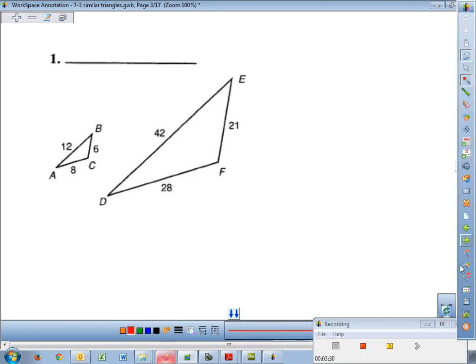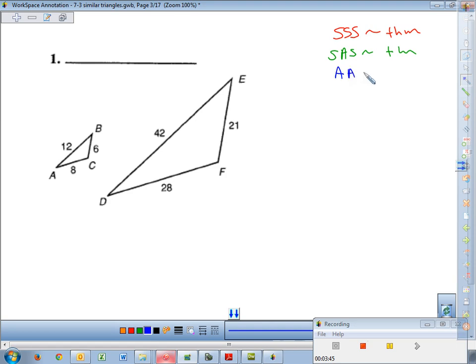So let's try our practice worksheet. First thing you should do when getting a practice worksheet is write the 3 ways to prove triangles similar to each other. We will not actually do T-chart proofs. We will just answer some questions. What are the 3 ways? What's the first way? Side-side-side. But this symbol means what again? Similarity theorem. The other one is what? Side-angle-side similarity theorem. And finally, the 3rd one is the angle-angle similarity theorem.